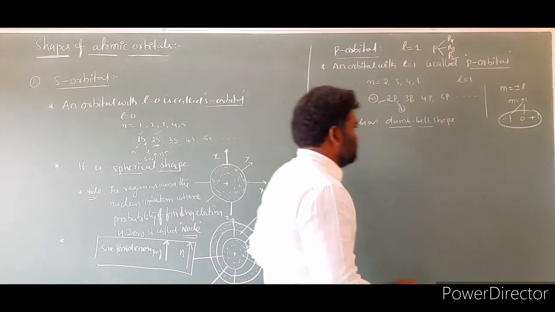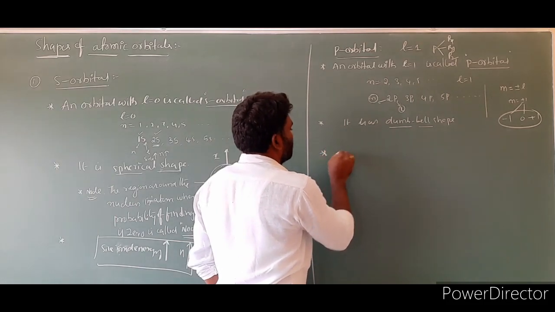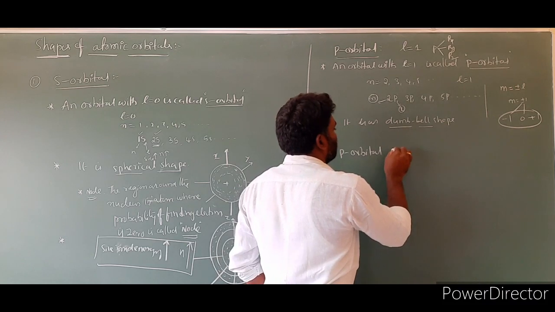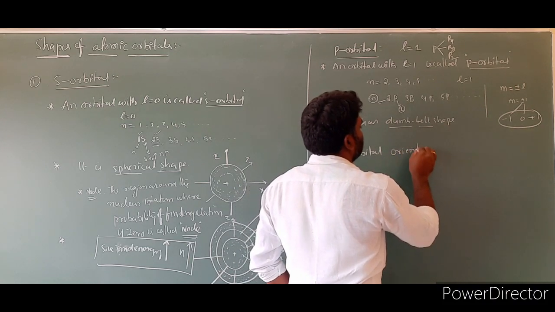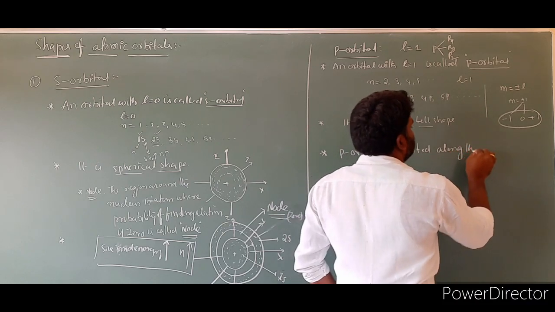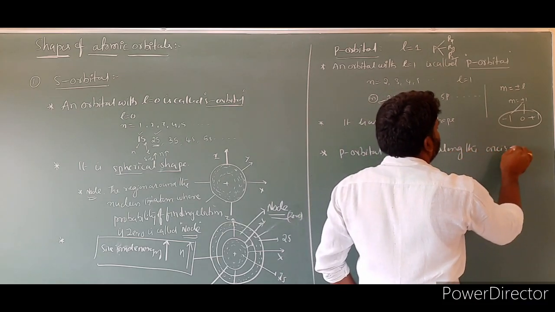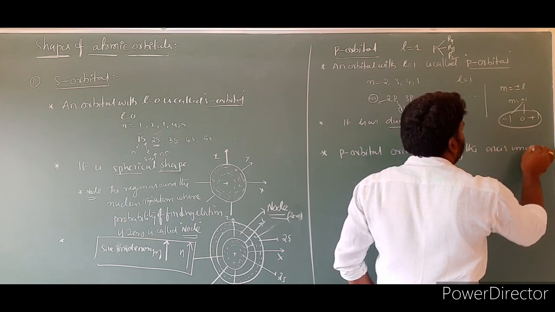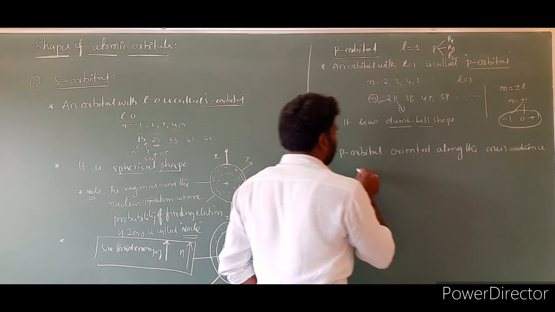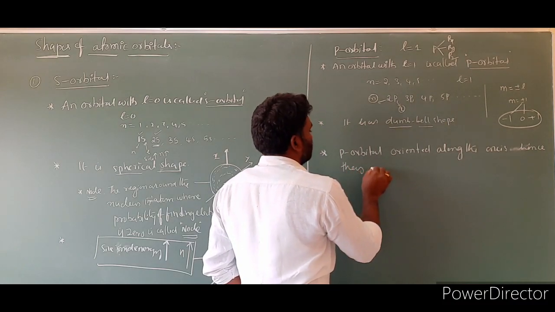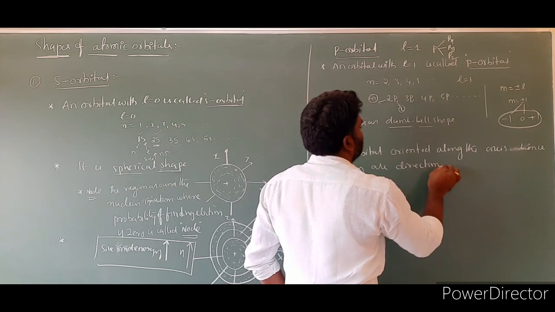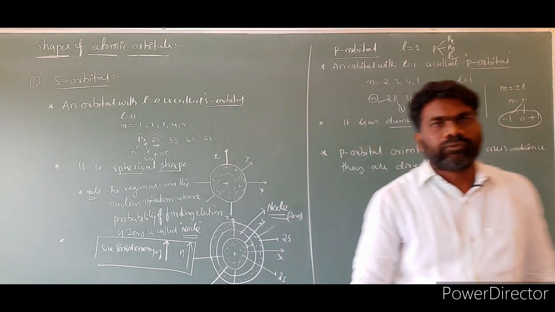Let us write the sentence. P orbitals are oriented along the axis and hence they are directional.